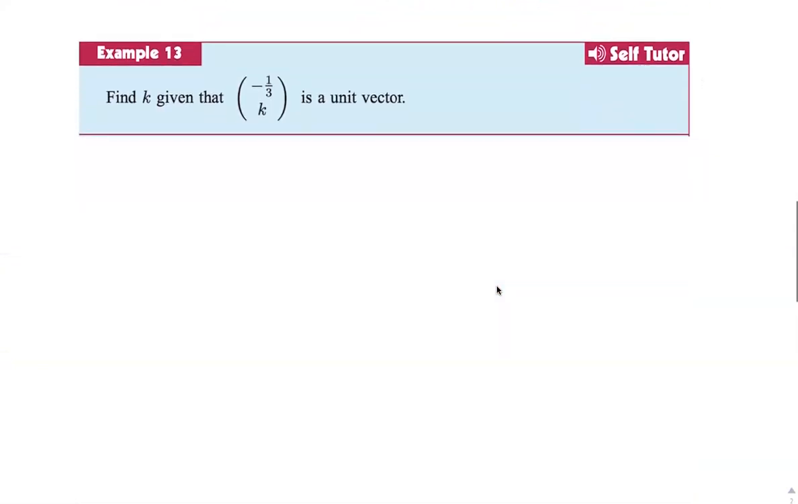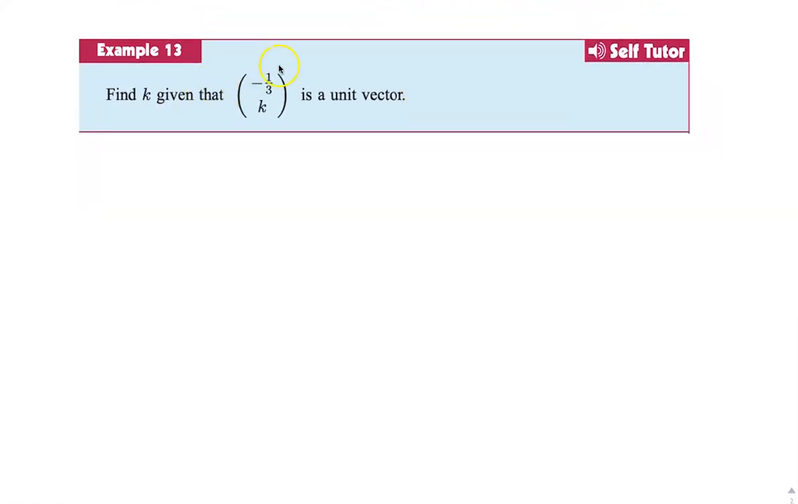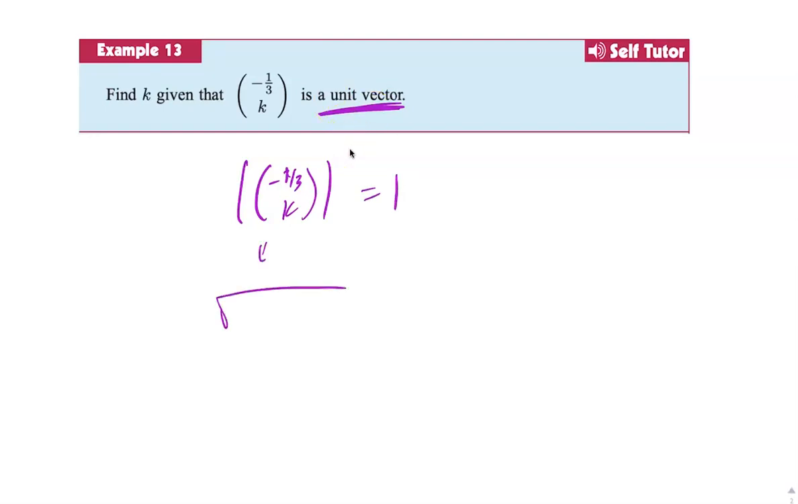This is this problem. Find k given that negative 1 third, and k is a unit vector. So a couple things going on here. It is a unit vector, they tell you. So what does that mean? That means the magnitude of this guy equals 1. Well, how do we find the magnitude? Use the formula. Square root of negative 1/3 squared plus k squared equals 1. Right, because again, I know it's a unit vector.